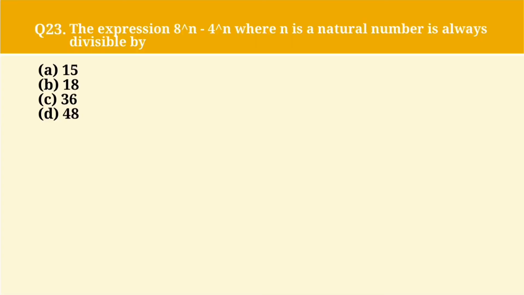Let's move to the last question. An expression 8 power n minus 4 power n, where n is a natural number, is always divisible by. So in order to get always divisible, they said n is a natural number. Substitute n is equal to 1, 2, 3, 4 and cross check with your options. Whatever number gets divisible easily, that is always divisible here.